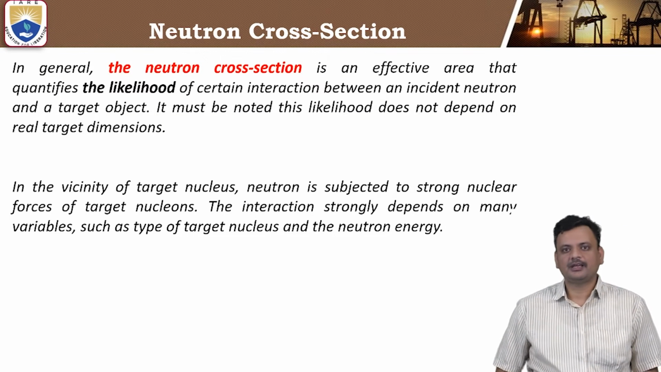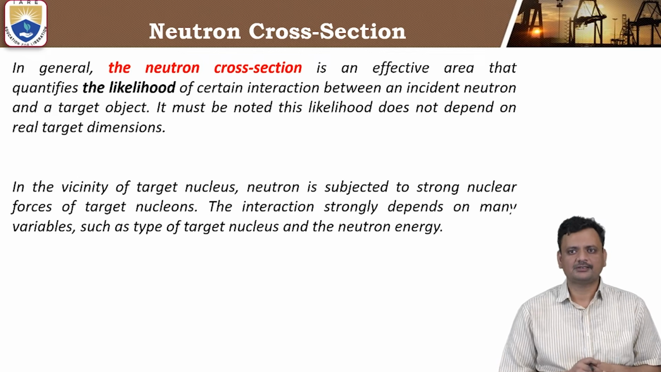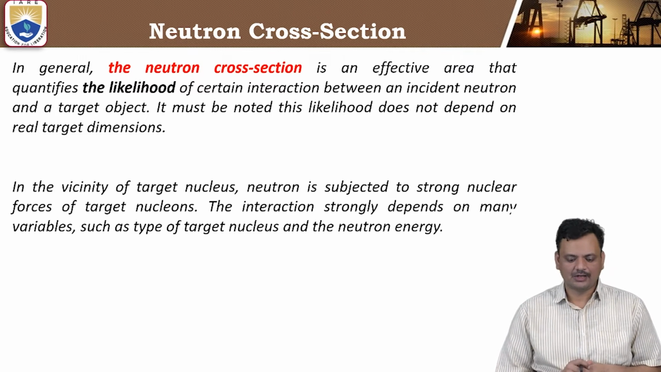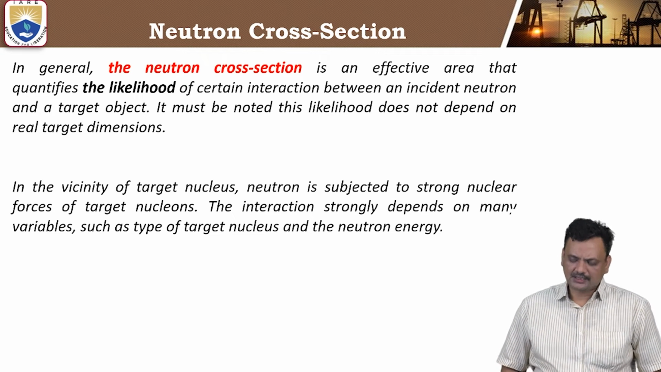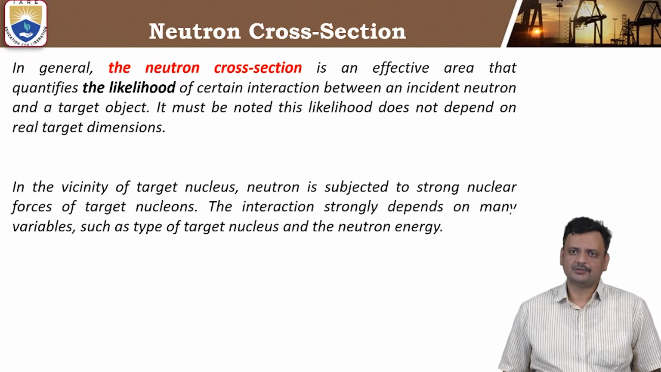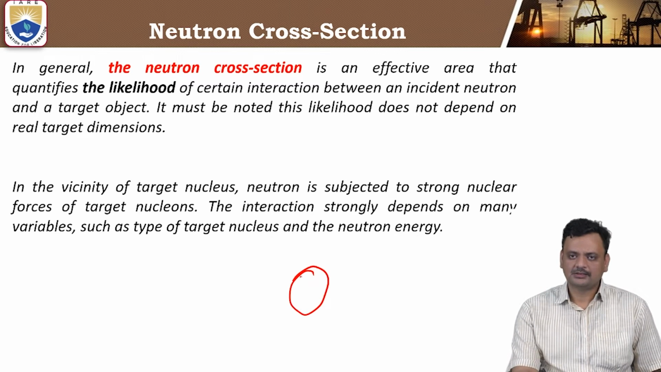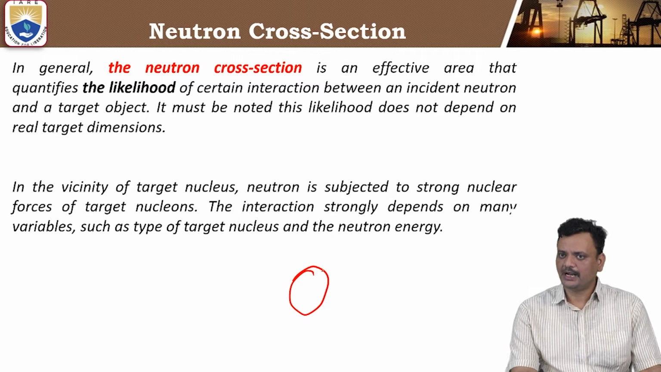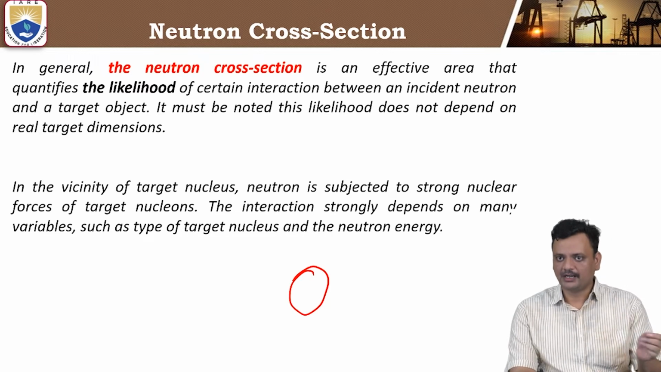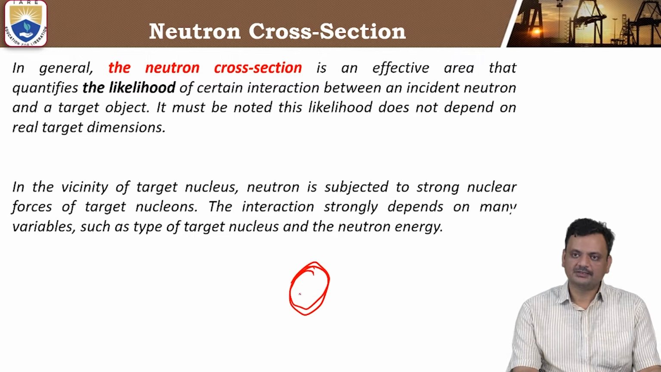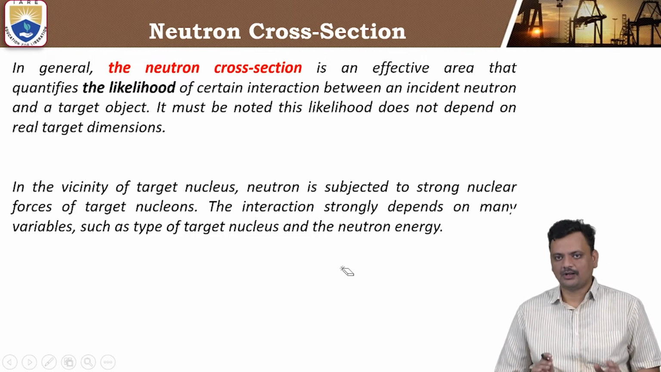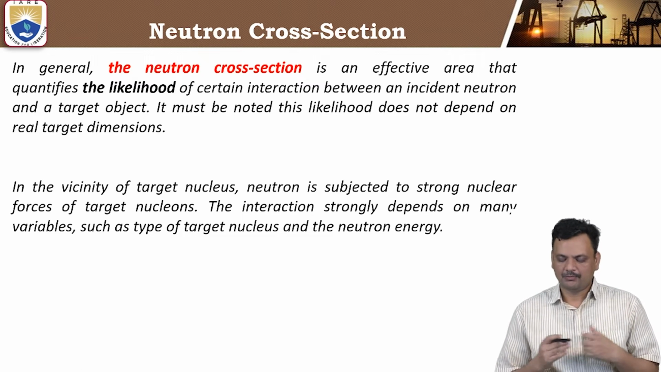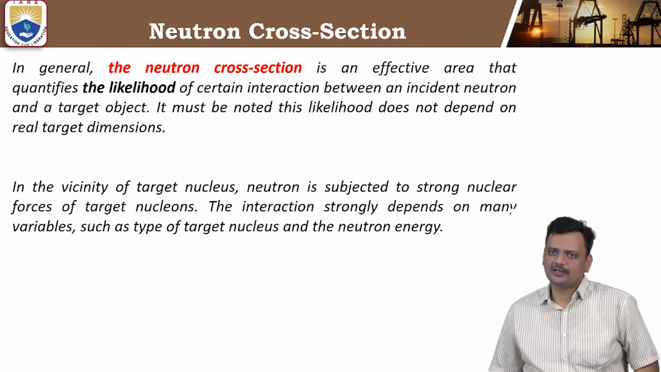So in the vicinity, meaning in the neighborhood of the target nucleus, the neutron is subjected to strong nuclear forces of the target nucleons. Nucleons, in my previous lecture, I already explained this. What is a nucleon? A nucleon is a nuclear particle present inside the nucleus. So who is present inside the nucleus? Proton and neutron, collectively called nucleons, because they are present inside the nucleus.